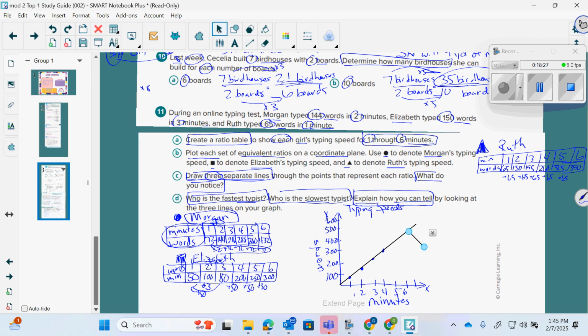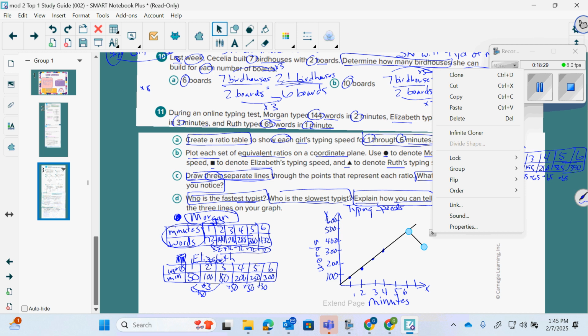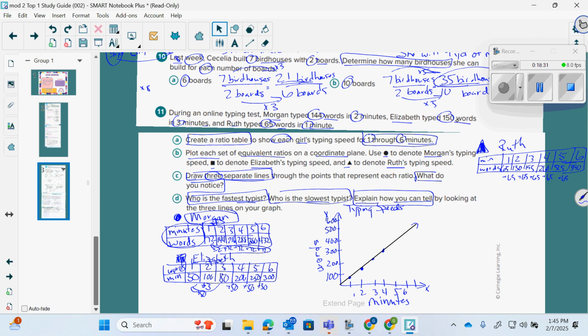So once we've done that, you should make sure that you have an arrow at the end, and you should label who it is. This one is Morgan. And I already did my second one, Elizabeth. At 1, she was 50. So she's lower than the first one. It's about halfway between the 1 and 2.